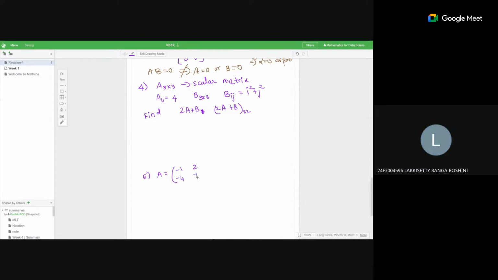Can you give some idea of how to solve these things? See, first write what is your matrix B. A you can find entirely because it is given as a scalar matrix. Just use all the information given here. You will first be able to write what is A and what is B. Then do this.